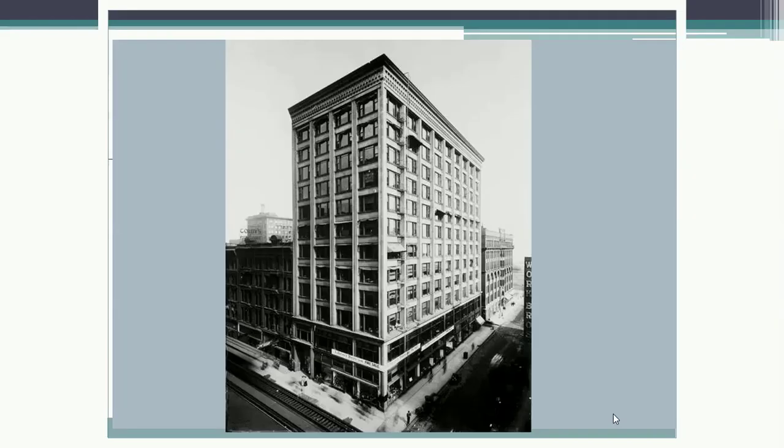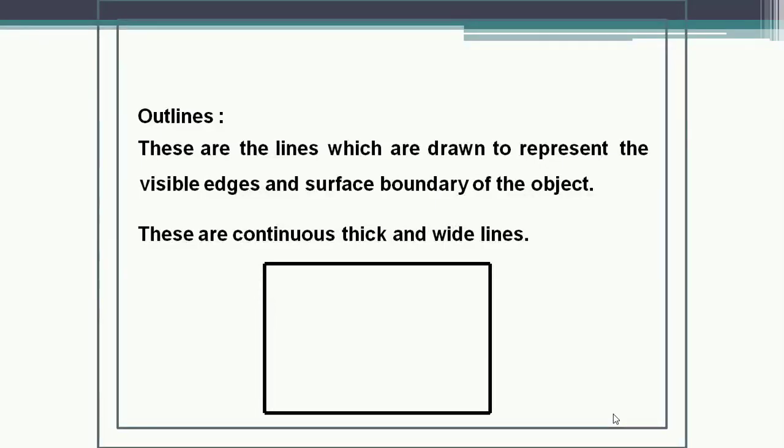Next, this is the typical structure of a building, as you can see. Let us discuss some parameters which are required for this. First is the outline. The outline is the line drawn to represent visible edges and surface boundaries of an object, called the outlines or principal lines. They are continuous, thick or wide lines.